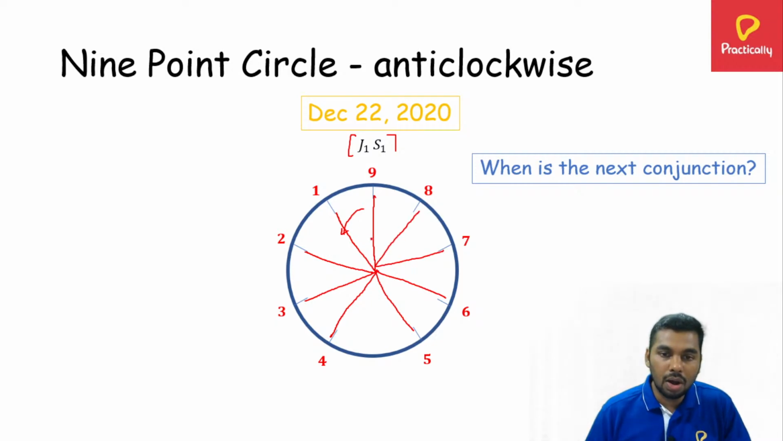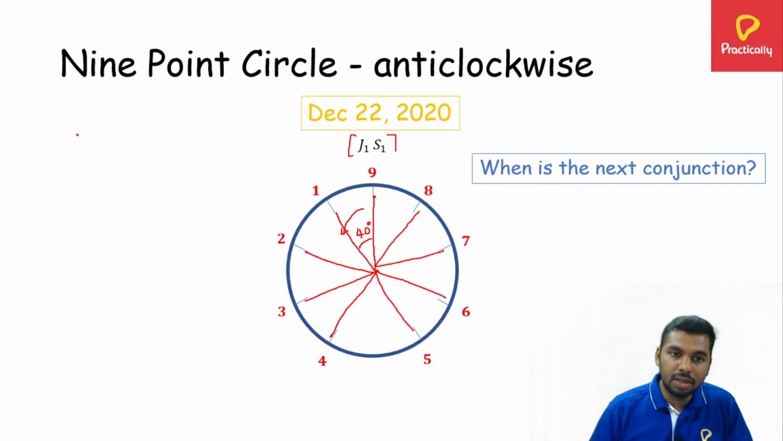Now, if you apply some geometry here, you will get that each of these are 40 degrees. These are just 40 degrees. So I want to see when is the next time Jupiter and Saturn come together?